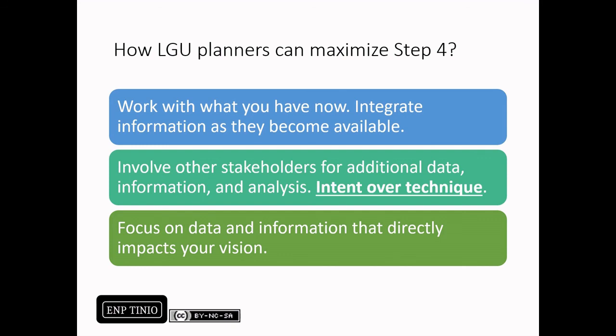Lastly, focusing on data and information that directly impacts the vision is an essential decision that the LGU planner must make. More data and information can drown the LGU planner, and as a planner, you should list down the priority data and information needed to achieve the LGU vision. Which indicators should be measured to achieve the vision? If tourism is the functional role of the municipality, municipal revenue proportion, tourism income as a portion of municipal revenue is an essential data.